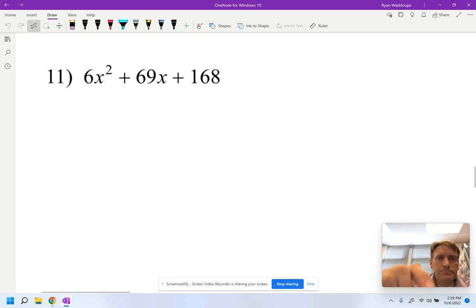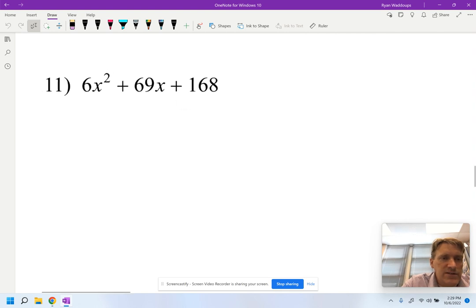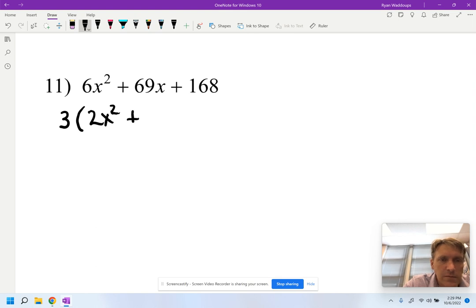Number 11, look for the GCF first, and I see that the GCF is 3. So I say 3 times 2x squared plus, 3 goes into 69 23 times, and 3 goes into 168 56 times.